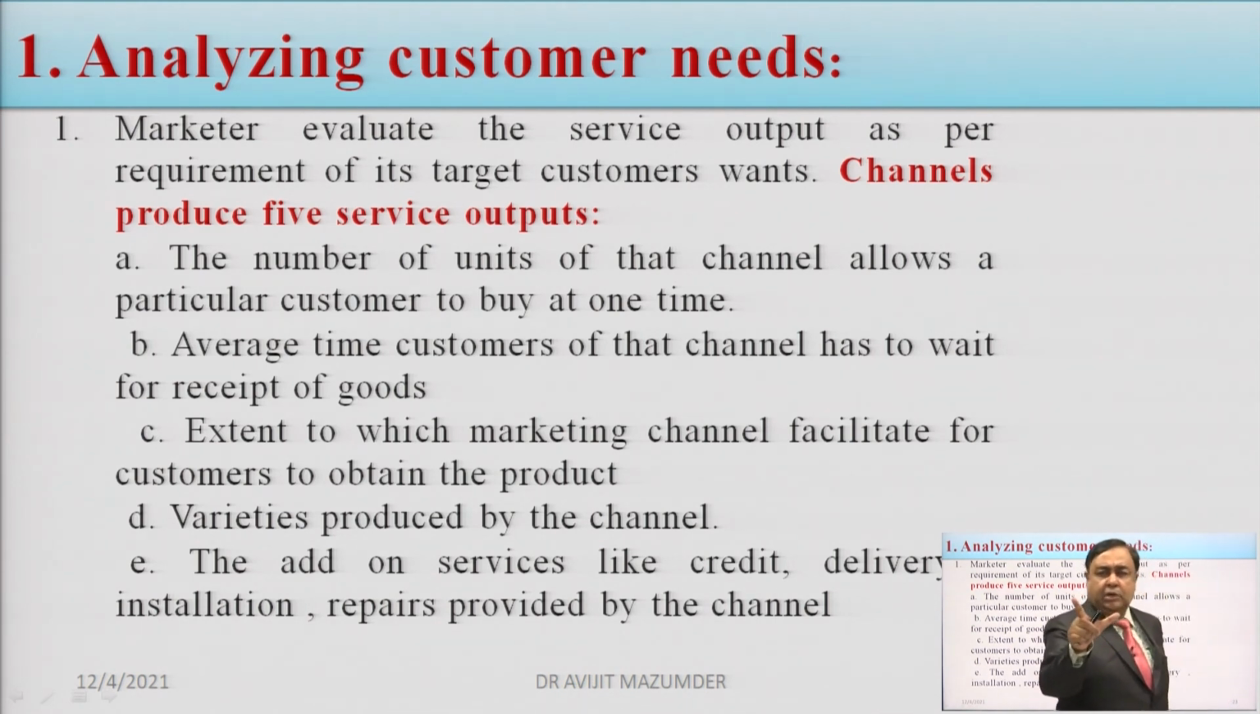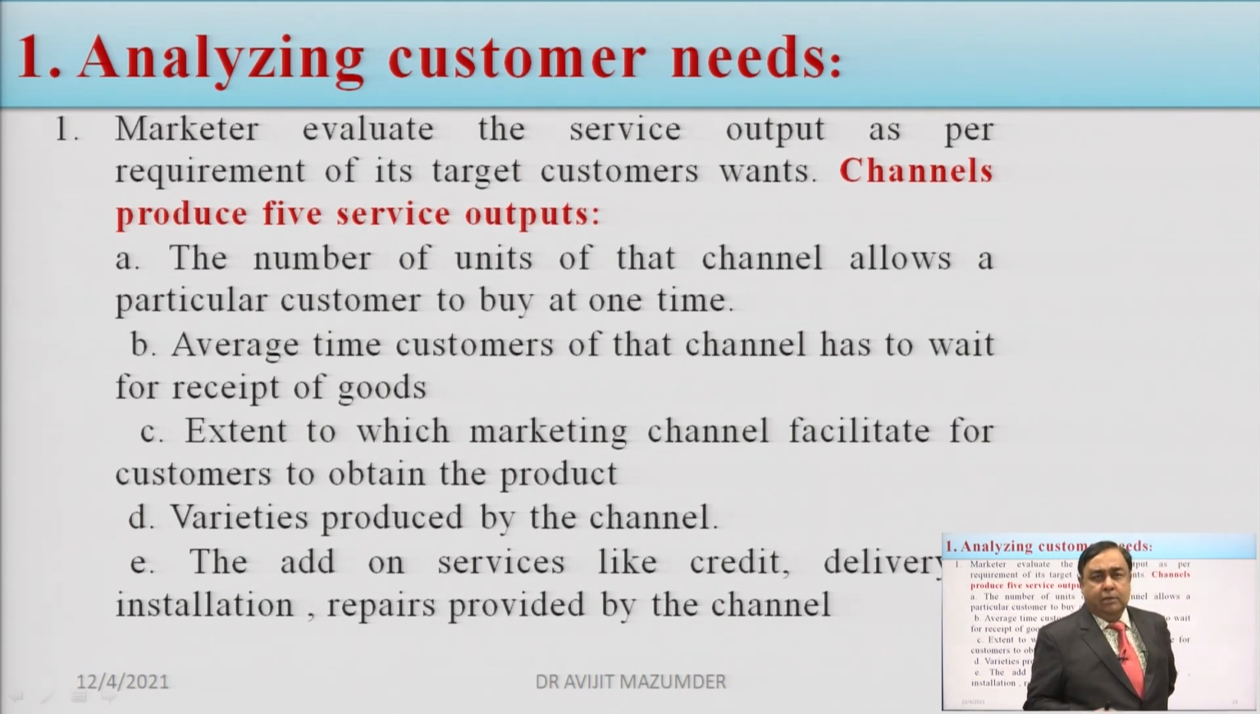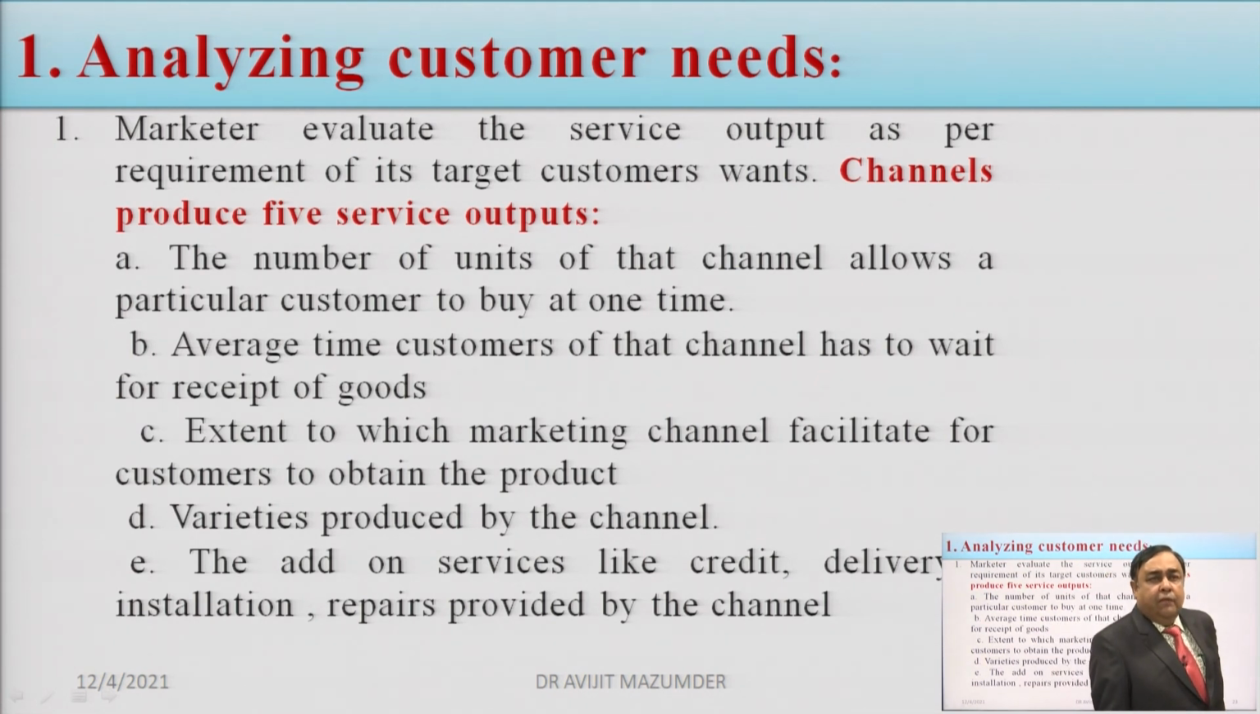If the waiting period is large, the reputation of the channel of distribution falls. There is a possibility that the customer may shift, so the waiting time should be less. Also, the extent to which the marketing channel facilitates the customer in obtaining the product, whether they provide credit, whether they give home delivery; these attributes need to be taken care of. What varieties are produced by the channels? What add-on services like credit, delivery, installation, and repairs are provided by the channel of distribution? All these factors are considered when we are analyzing in terms of customer needs.